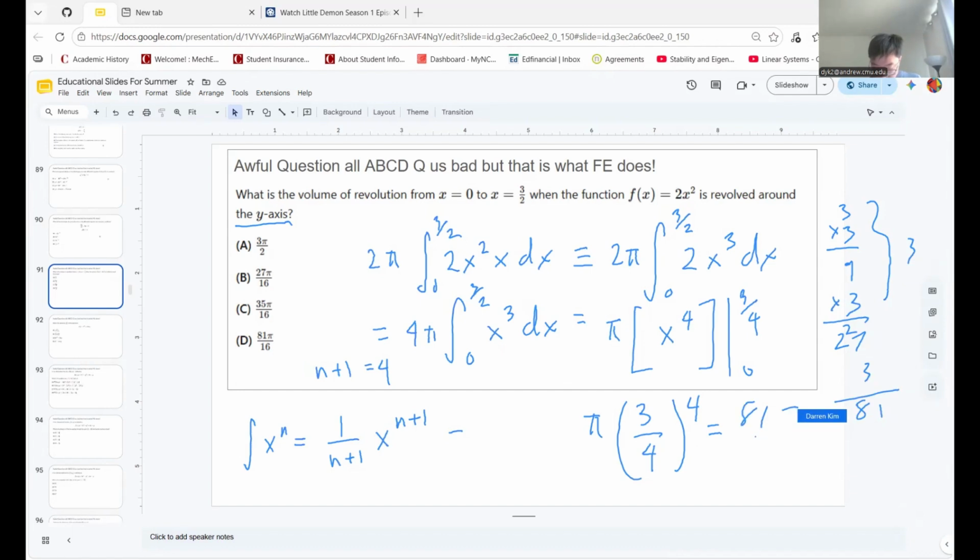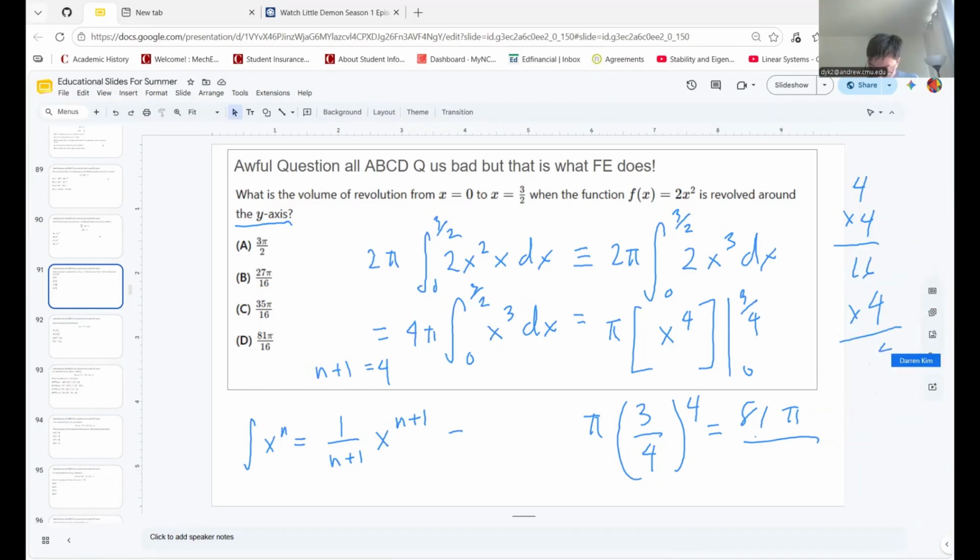81 pi already. And then we kind of already know it's going to be D, but to be sure, oh, actually no, maybe not. Probably not. 4 multiplied by 4 is 16, and multiplied by 4 is 64, and 4 times 64 is 256. Okay, all right. I think this is a case where you would actually want your calculator because I don't really know what that is.